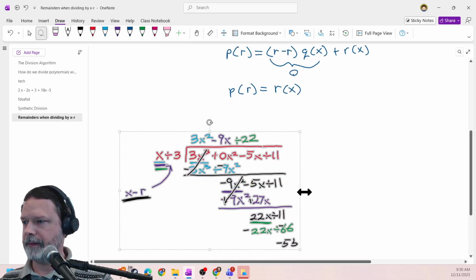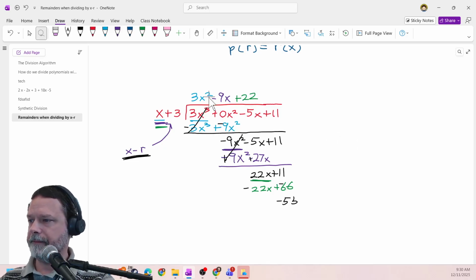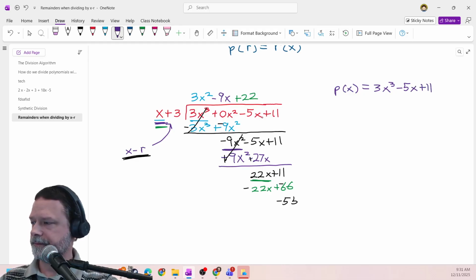Okay. Let's go back to this guy where my p of x was 3x cubed minus 5x plus 11. And I divided by x plus 3, right? It was divided by x plus 3.